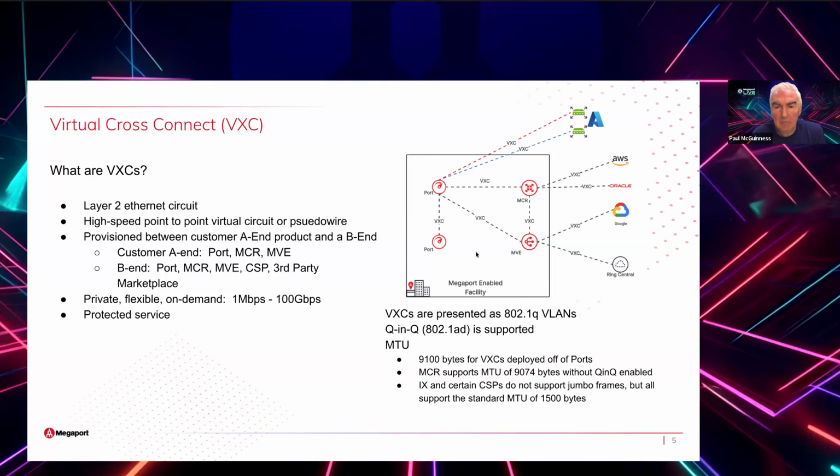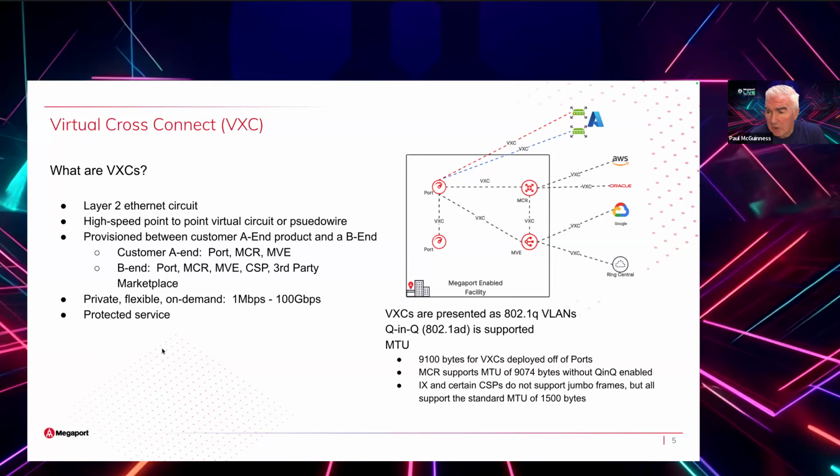VXCs are inherently protected service. So on the path of those virtual cross connects, we have multiple different paths that the VXCs can take. So it is resilient to failures, and you can have multiple failures and the VXC will still survive. You may see some additional latency on the VXC, but the VXC will still be up and operating. So they're really operating as an 802.1q VLAN, and we can also support Q-in-Q transparently across these VXCs.